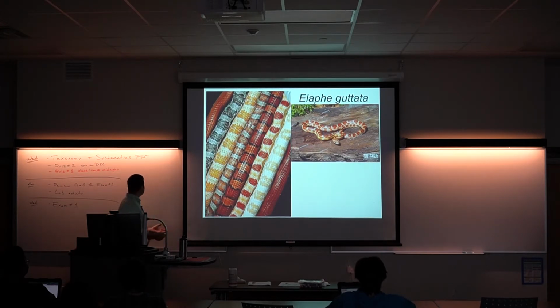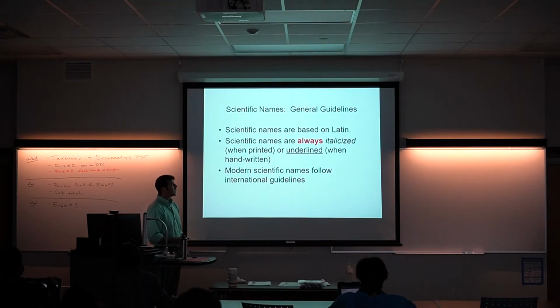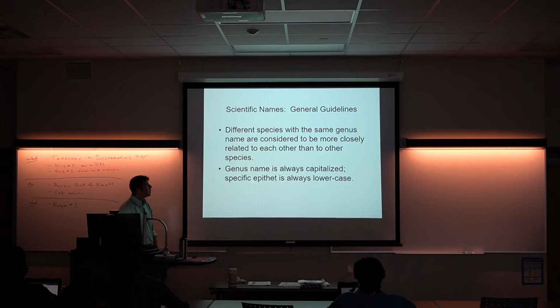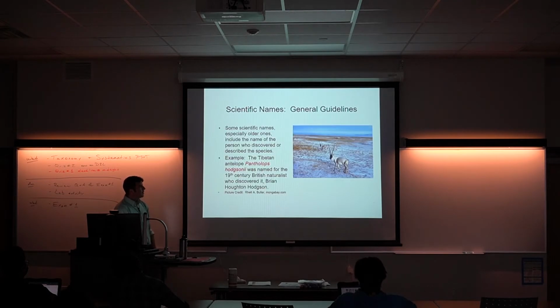If we're handwriting this, if I'm putting something on the board, I can't italicize it on the board. But if we're handwriting it, we want to make sure that the genus and species name are always underlined. Again, simple guidelines. We will get used to seeing these as we go through. So let's look at some examples of genus and species names.